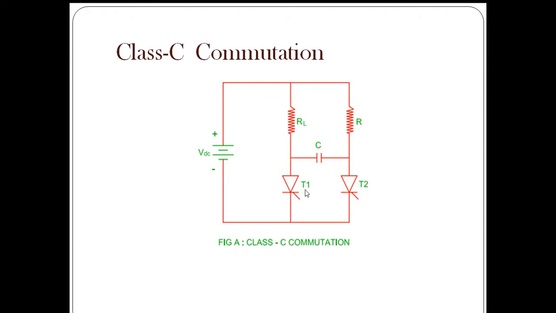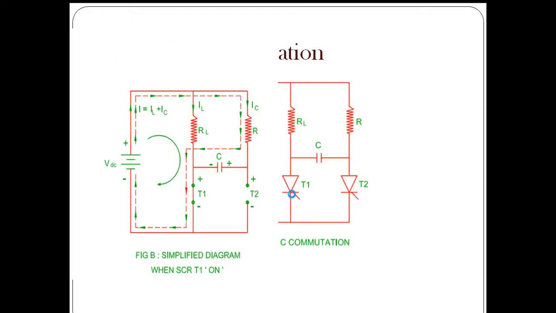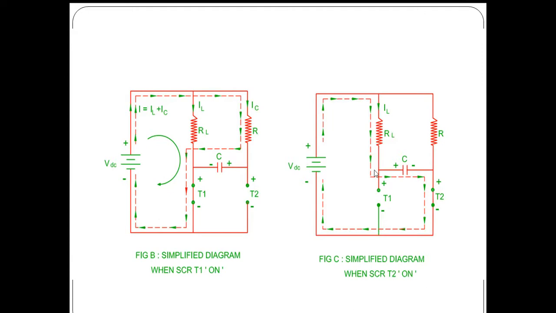Now when we are turning on T1, we are having a short circuit. Current will be flowing through T1 and the capacitor discharges through T1. The capacitor voltage will appear in reverse direction to T2. So this plus will appear across this thyristor, minus will appear across this thyristor, so the thyristor will be turned off. That means we are using a complementary circuit. To turn off one thyristor, we are turning on another thyristor. So we will see in detail.